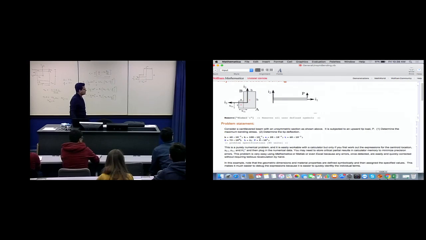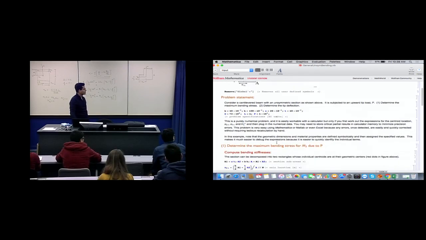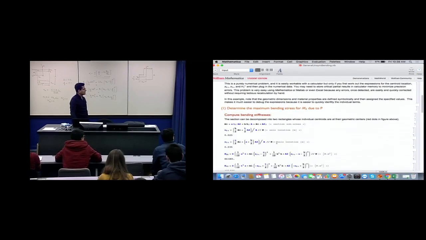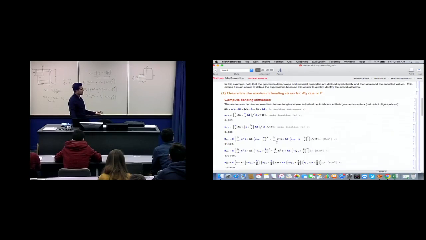And then we have a transverse load of P applied at the end, and that's given here, such that the length of the beam is 4 meters, and there's a 4,000 Newton load applied on it. So we have to determine the maximum bending stress for M3 due to P. So we have to calculate sigma 1, bending, stress induced due to bending, and we have a shear force P applied at the end.